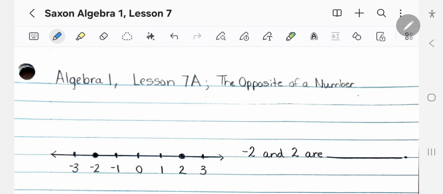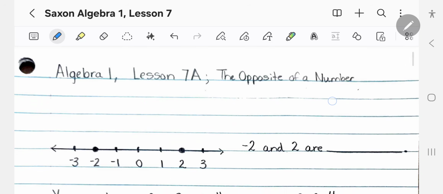This is Algebra 1, Lesson 7a, the opposite of a number. We know that -2 and 2 are opposites. We've talked about that in another video. They are on opposite sides of 0, or what we call the origin, and they are both the same distance away on either side. So 2 is 2 in the positive direction, and -2 is 2 in the negative direction. Both are 2 away from 0. So we call them opposites.